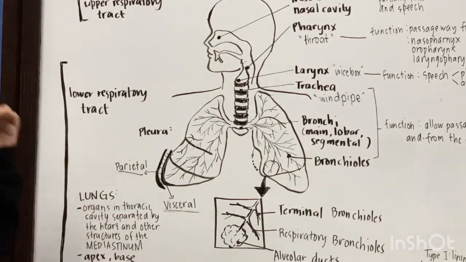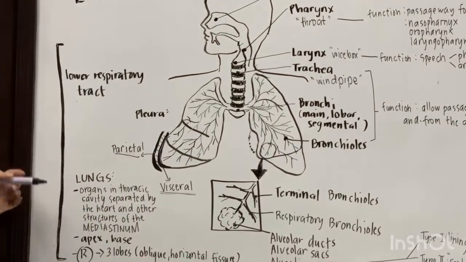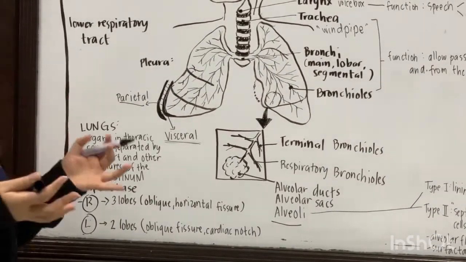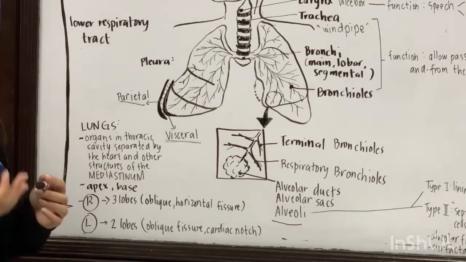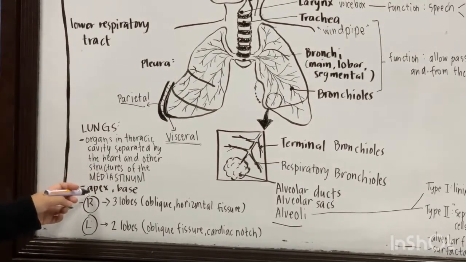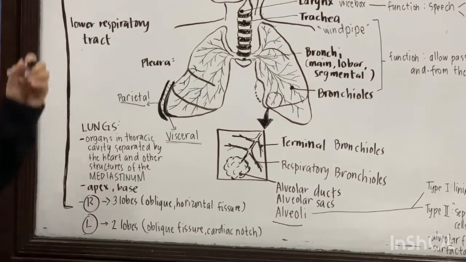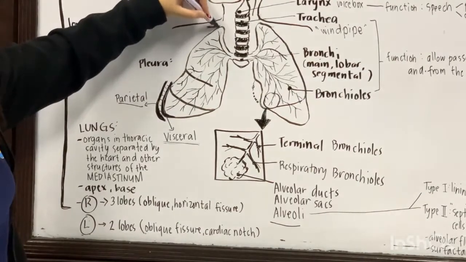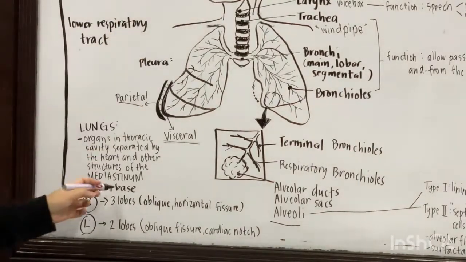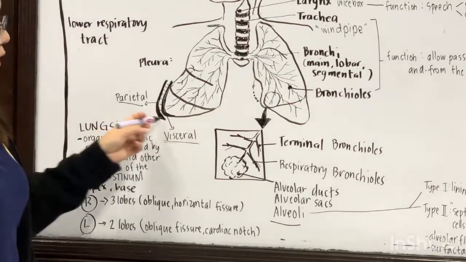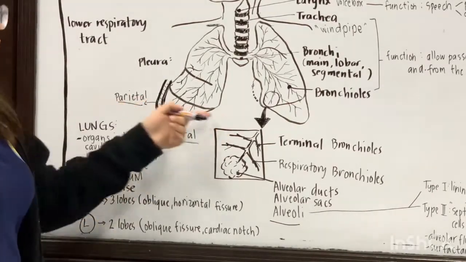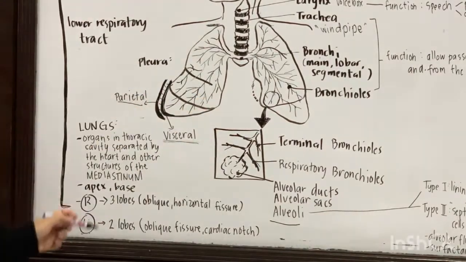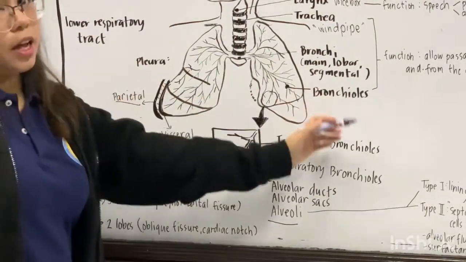Last part for your anatomy, you have your lungs. Your lungs are organs in your thoracic cavity, separated by your heart and other structures in the mediastinum. You have your apex and your base. The apex is the narrow, topmost part. And you have your base, the broad area or lower part of your lungs. This is your apex. This is your base. Then you have your right and your left lungs.